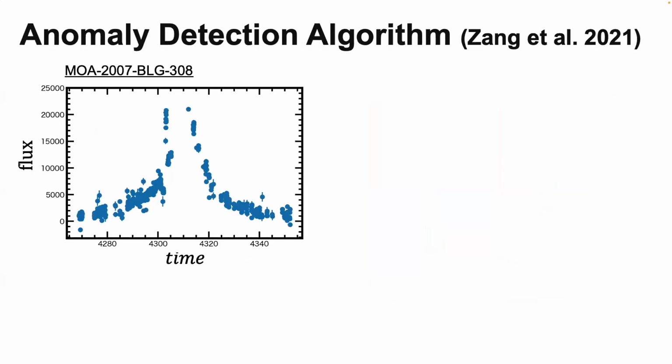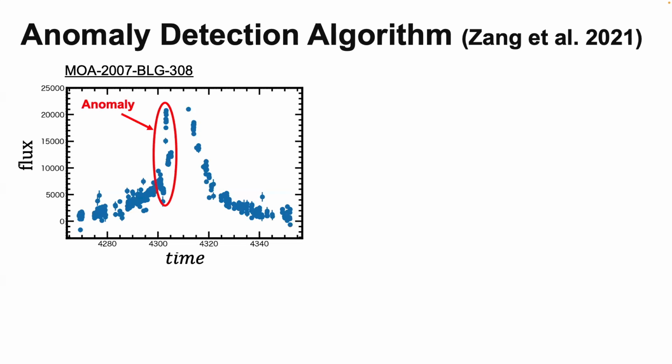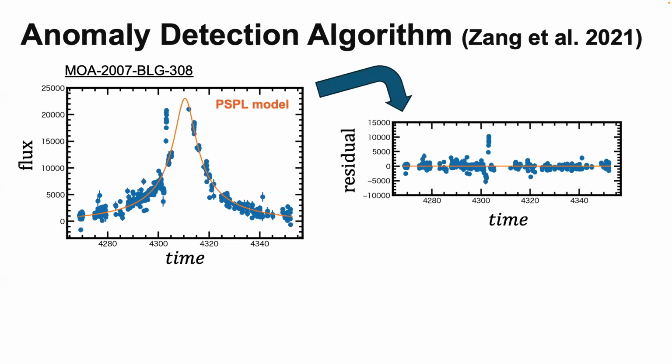Okay, let's move on to the anomaly detection algorithm. We developed this algorithm following Zhang et al. 2021. I use this light curve as an example to detail our algorithm. This light curve has an anomaly around here. First, this algorithm performs a point source, point lens fit to this light curve. Then we extract the residual from this fit.